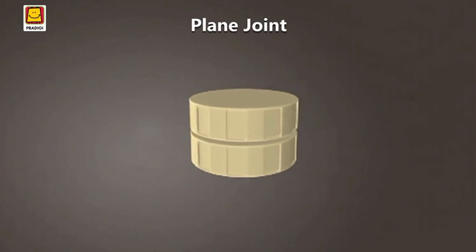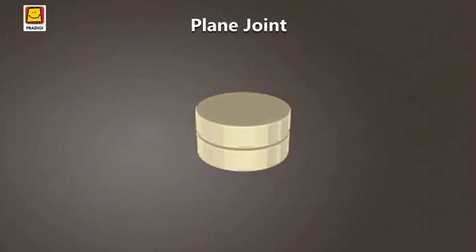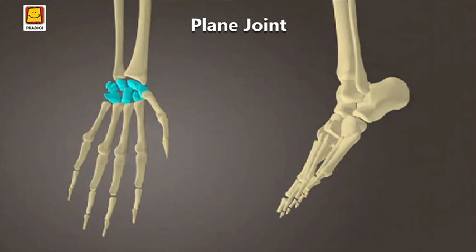Plane joint. A plane joint is a very simple joint. In this, two flat bone surfaces are joined together. They can slide over each other but cannot move in any direction. These are found in the bones of the palm and foot.